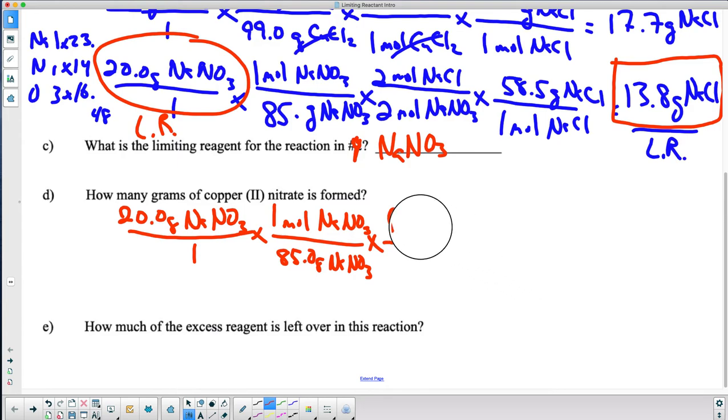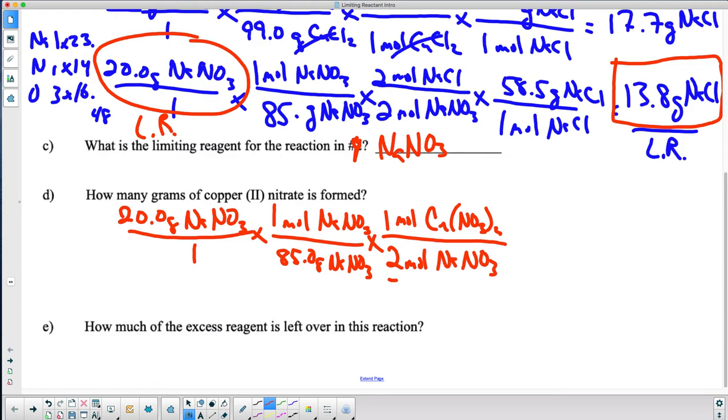let me try that one more time. So that is going to be 1 mole of copper nitrate, like this, because there's a 1 coefficient in front, but I do have 2 moles of NaNO3 because of the coefficient in front of NaNO3 in the equation. And then, here's the new part, I get 1 mole of Cu(NO3)2, and now I have to find the number of grams of Cu(NO3)2.